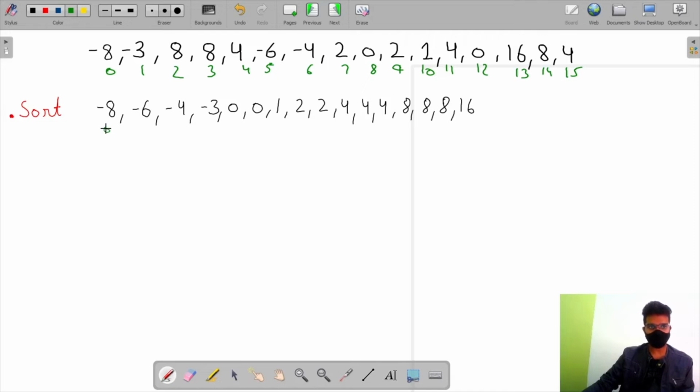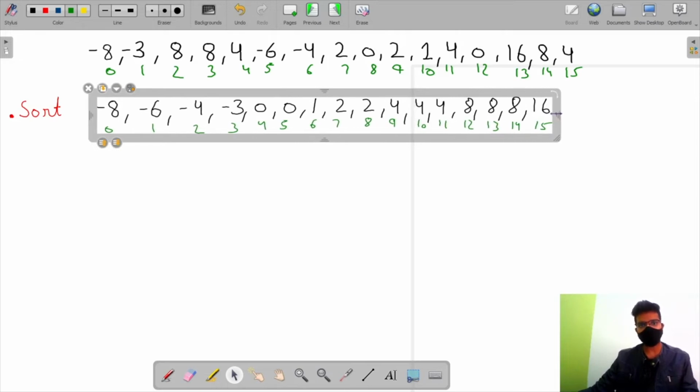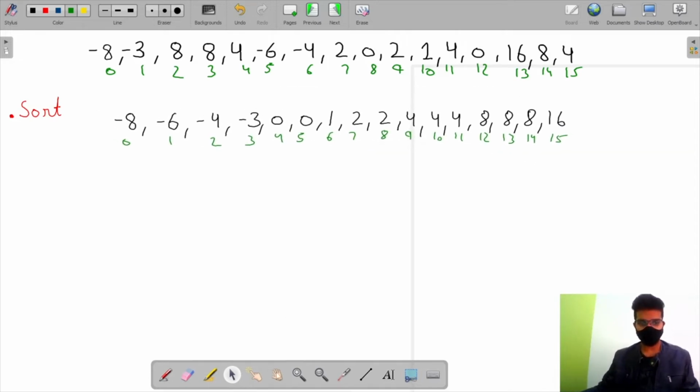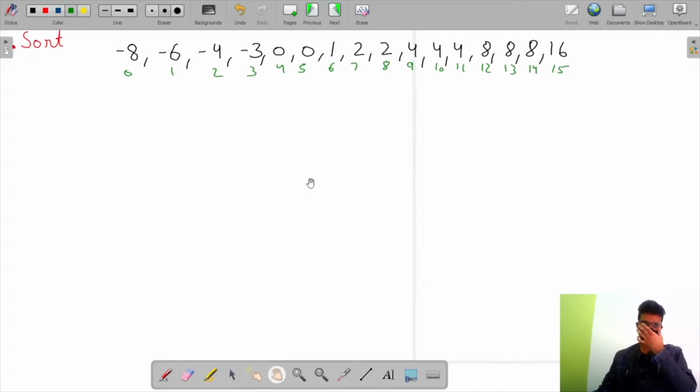So let's add indexes here as well. 0, 1, 2, 3, 4, 3, 4, 5, 6, 7, 8, 9, 10, 11, 12, 13, 14, 15. Perfect. So now that we have sorted this array, we have completed our first step. Now we need not care about the previous array, right? So let's remove it from our screen. Perfect. So now we have sorted it.